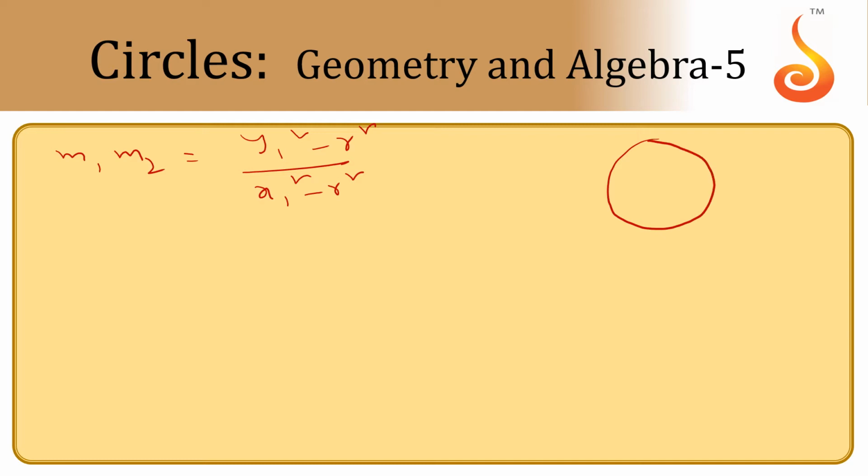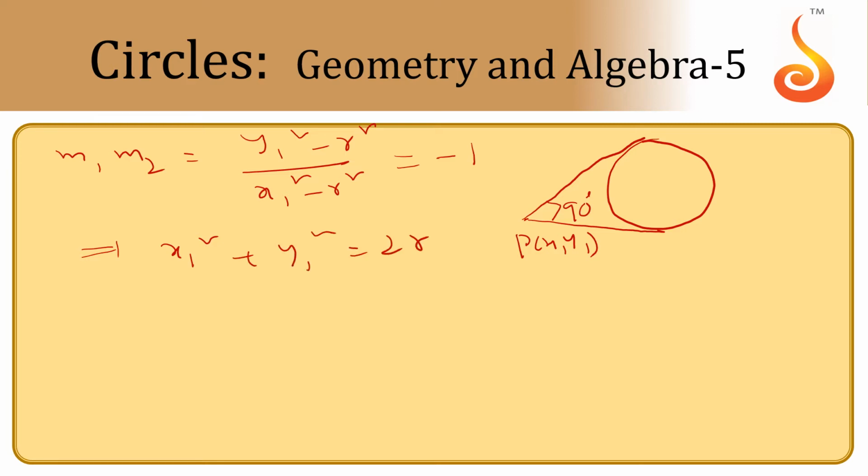Suppose the tangents passing through x1 y1 are perpendicular to each other, then the m1 m2 value should be equal to minus 1. Then what will you get? x1 square plus y1 square equals 2r square. This means if I ask you the locus of such points, it will be x square plus y square equals 2r square.